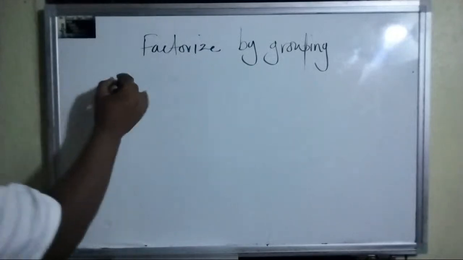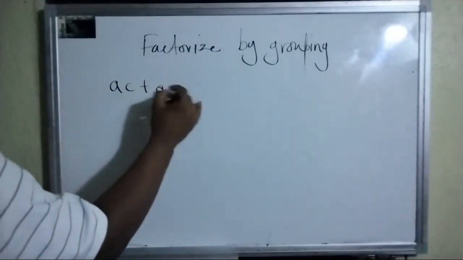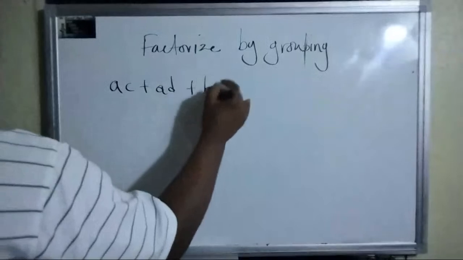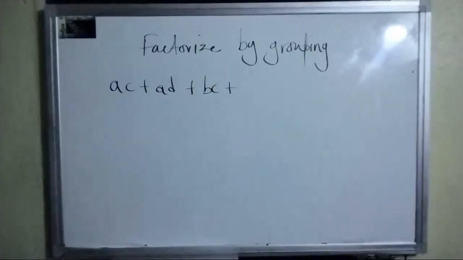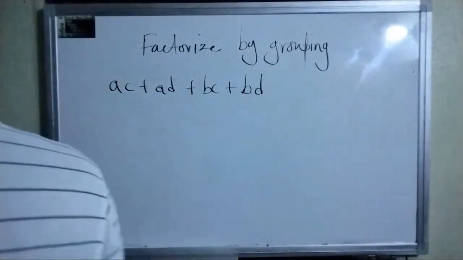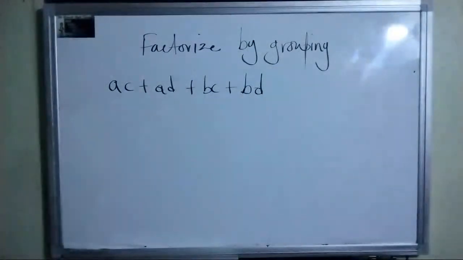So we have AC plus AD plus BC plus BD. Factorize this, guys. Let me see what we want to deal with.